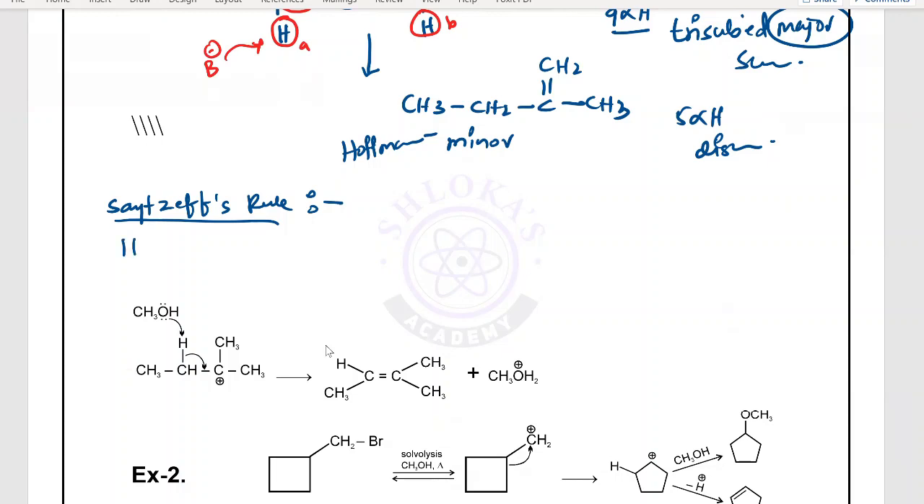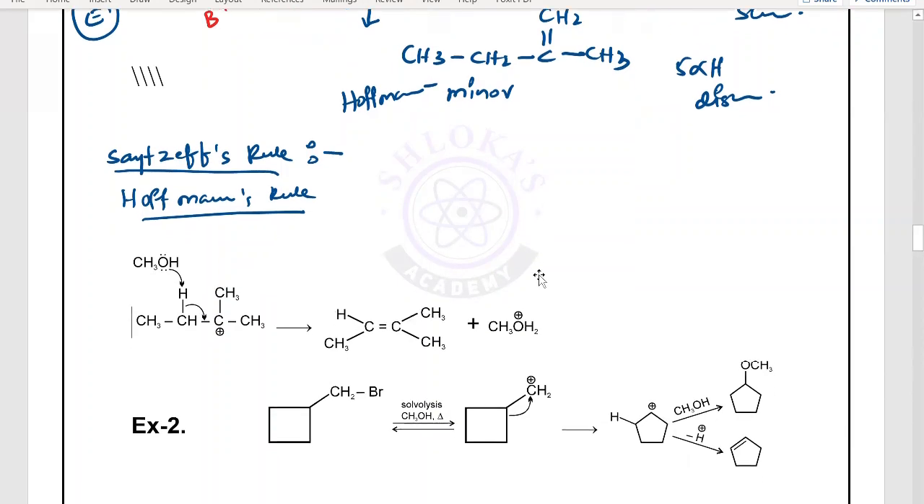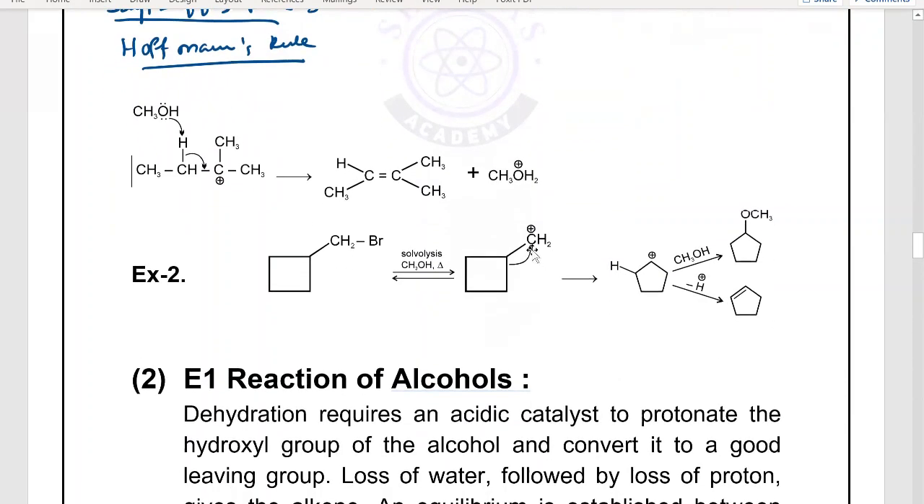And what is Hofmann's rule? According to Hofmann's rule, always during the elimination of alkyl halides, the less substituted alkene will be the major product. But most of the time, the E1 reaction proceeds according to Saytzeff's rule. In very rare cases, it proceeds through Hofmann. What are those cases? We will discuss. Don't worry. Here we don't have any carbocation rearrangement.